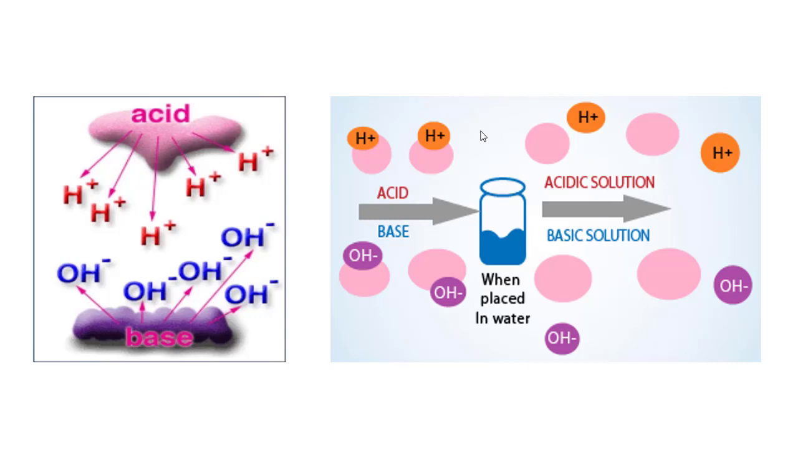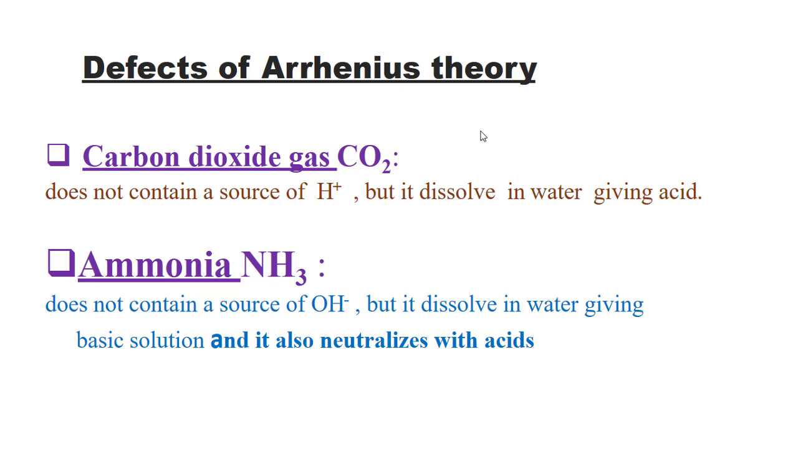That means any substance that produces H positive is an Arrhenius acid, and any substance that produces OH negative is an Arrhenius base. Some defects of Arrhenius theory. Number 1, carbon dioxide gas doesn't contain H positive and it dissolves in water giving acid. Number 2, ammonia NH3 doesn't contain OH negative and it dissolves in water giving base.